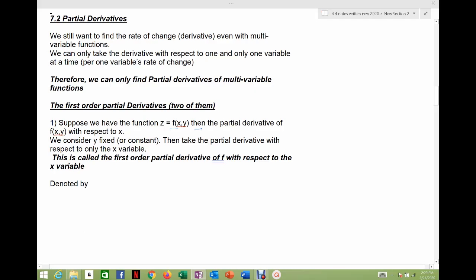Alright, so this set of notes is going to start. In 7.1, we introduced multivariable functions and how they work. Again, very similar to single variable functions, just you have to be careful of all the different parts. Now we're going to do the calculus of them.